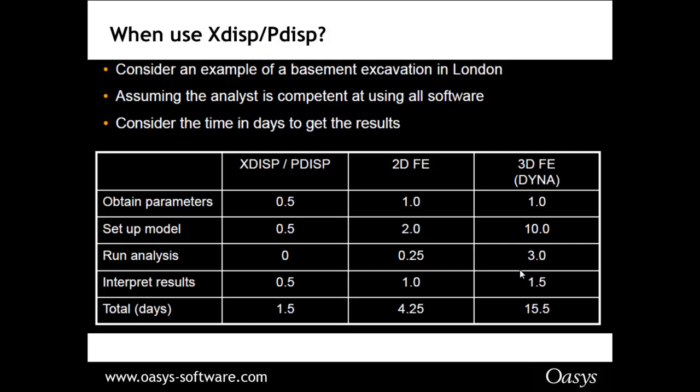This was an analysis done about 2 years ago, a year ago now, within Arup, and they showed the kind of time it takes to set up a 2D FE or 3D FE analysis, and Xdisp and PDisp give you a 3D result much more quickly and quite efficiently. So that's really a good summary of what Xdisp does.